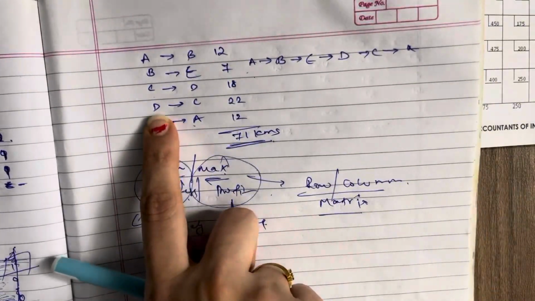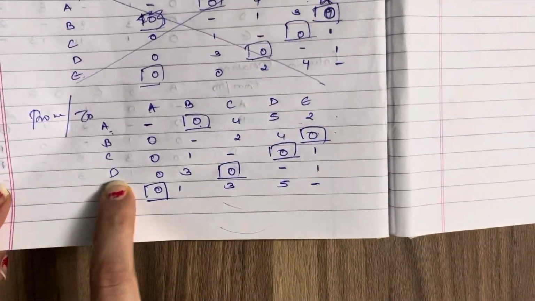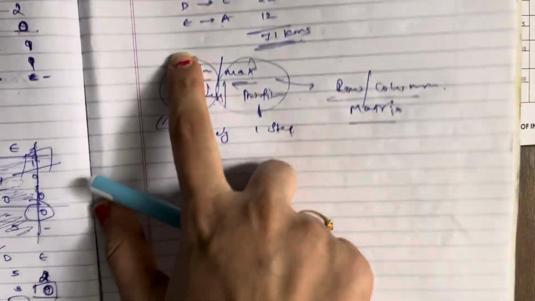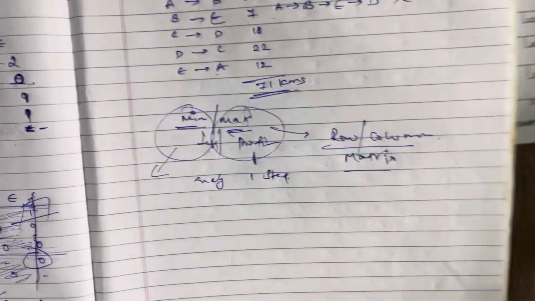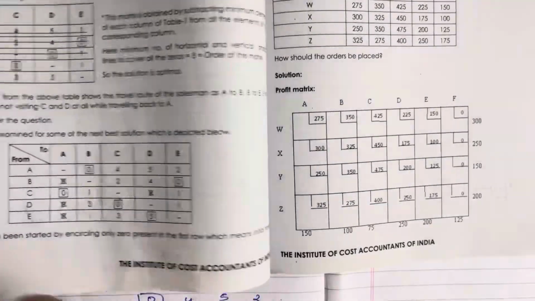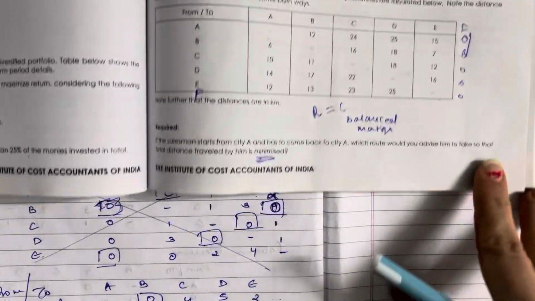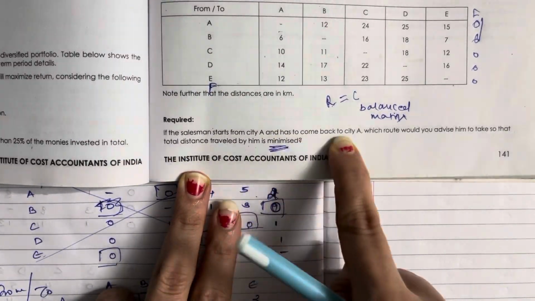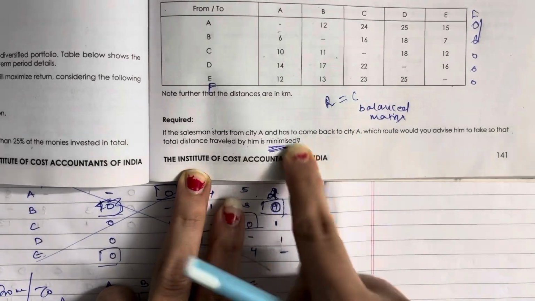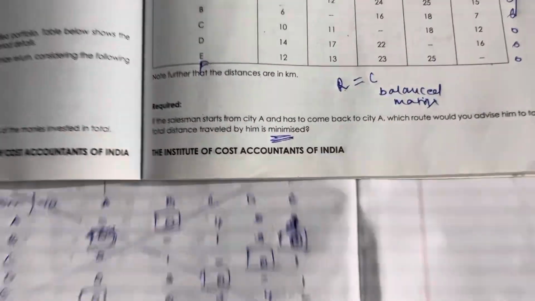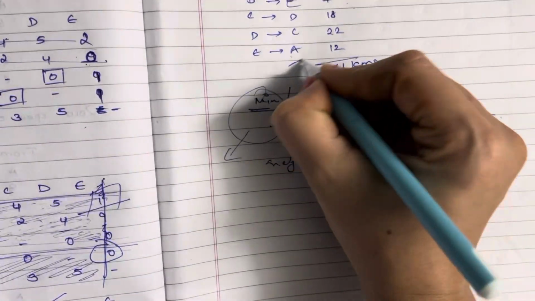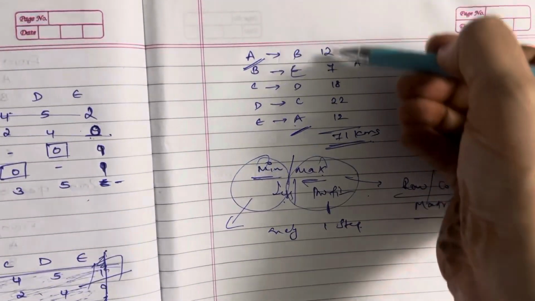Then what next have I noted down? D to C, so D row, C column. E row, A column. If you can see, I'll show you the question again. They had mentioned here that he starts from city A and comes back to city A. If the salesman starts from city A and has to come back to city A, then whatever the question is asking, we are fulfilling that. He starts from A and comes back to A. Accordingly, I'll note down my distance and I'll get my answer.